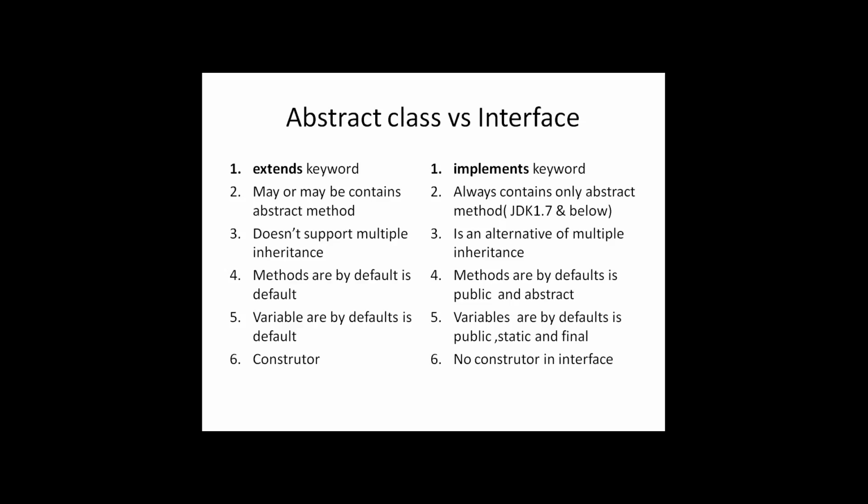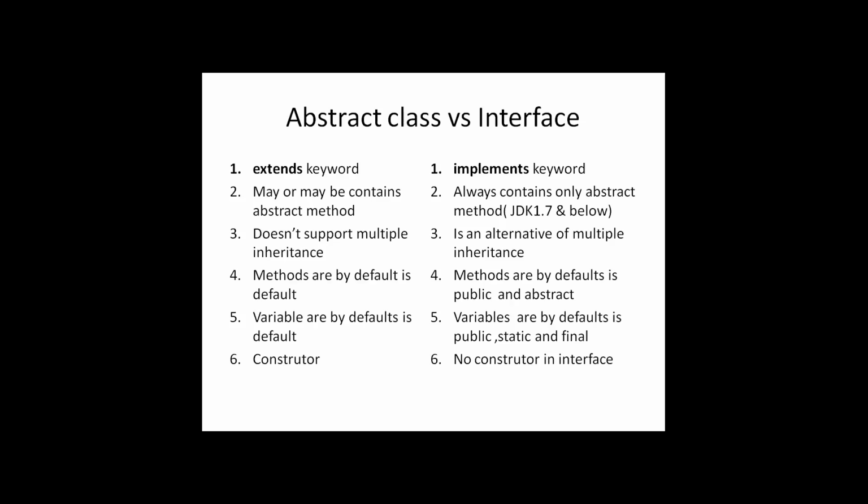Third difference: a class doesn't support multiple inheritance. That is the need of interfaces. Why are we learning interfaces? Because classes don't support multiple inheritance. So an interface is an alternative to multiple inheritance.